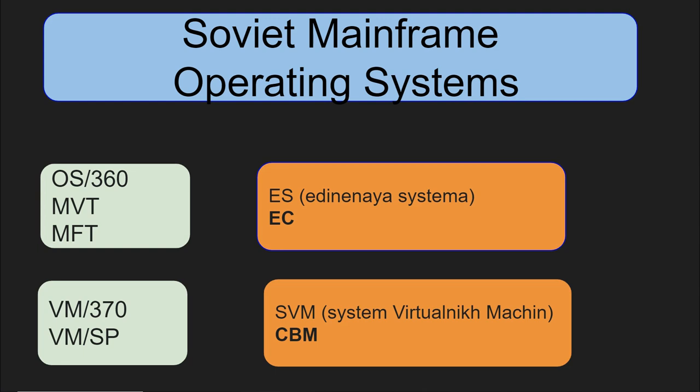Now, let's look at one of these operating systems in particular. I've never gotten any copy or anything that represents the EC operating system, so the MVT, MFT, and MVS clones by the Soviet Union, but I was able to obtain a copy of a working clone of VMSP for the mainframe, which works nicely. People here in the West call it CBM, but of course it's SVM, and we're going to look at that in detail.